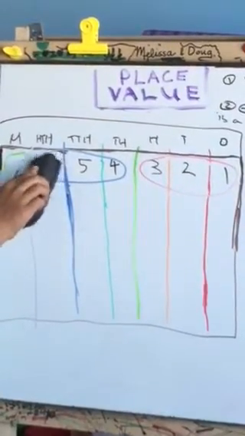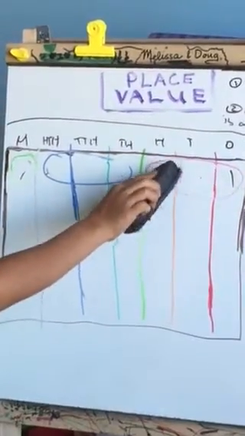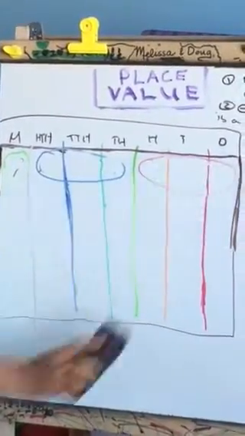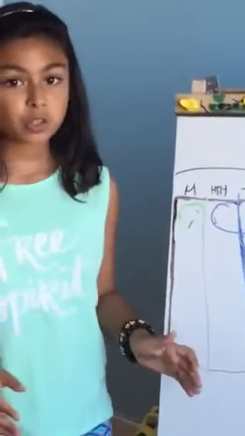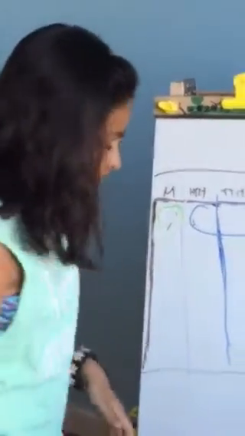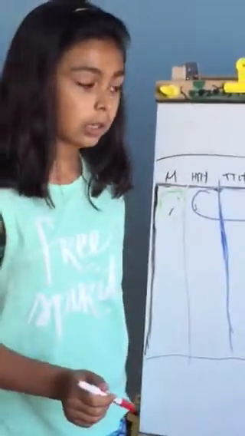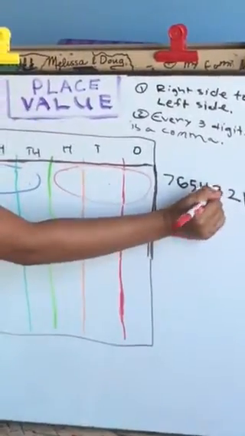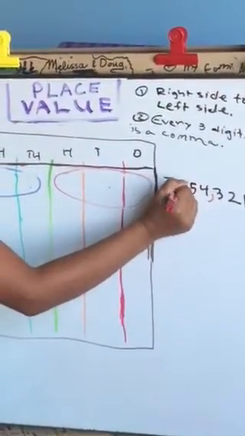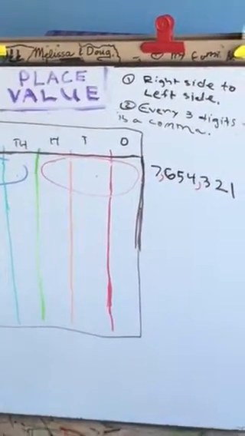Now, I'm going to teach you a little trick. If you know the place values by heart, then you do not need to use this chart. You can use a punctuation mark instead. And this punctuation mark is commas. So every 3 digits, there's a comma. So let's count. 1, 2, 3, there's a comma here. And 1, 2, 3, there's another comma here. Since there's only 1 digit left, there's not going to be another comma in this number.